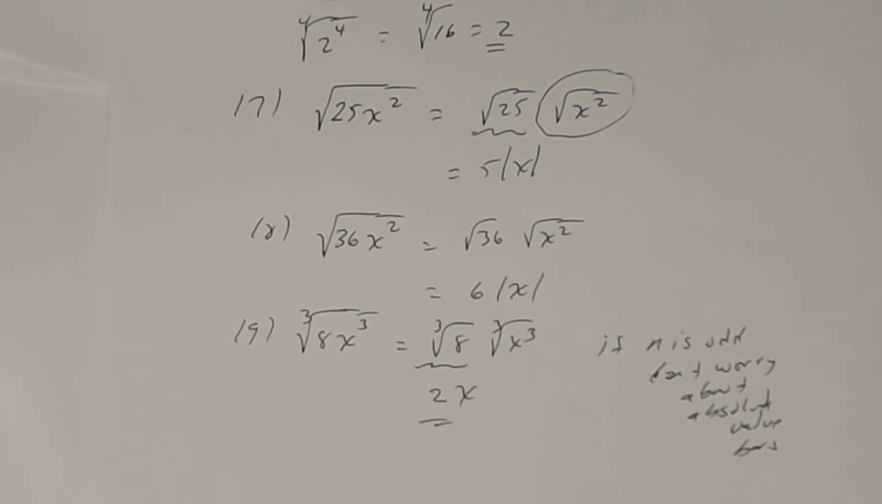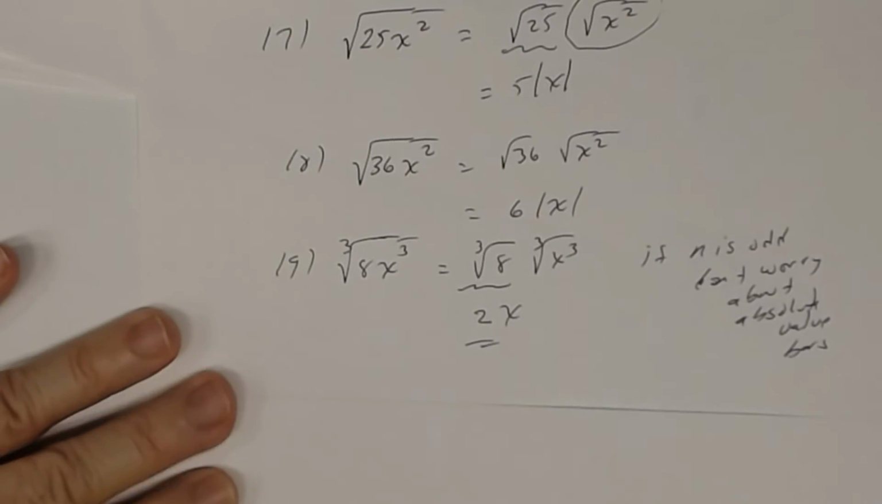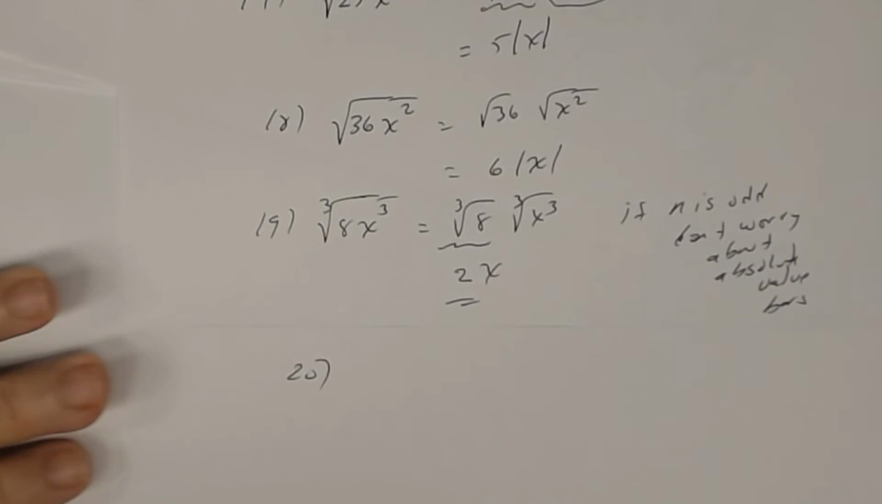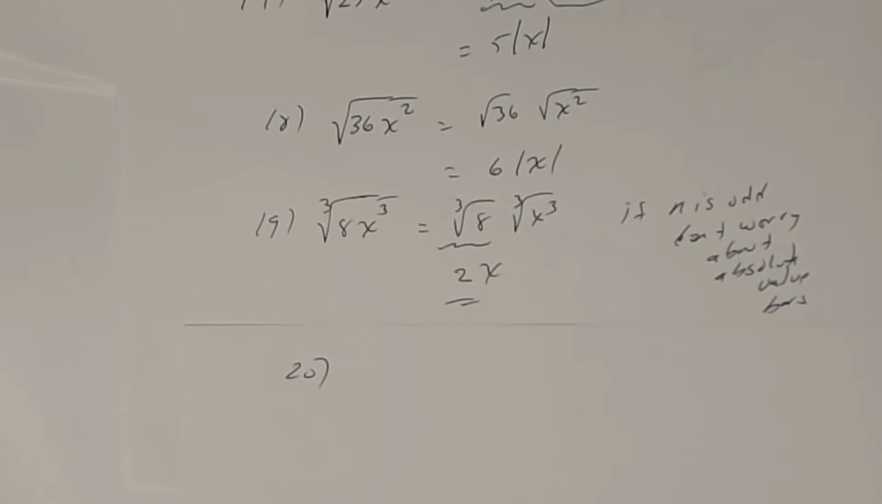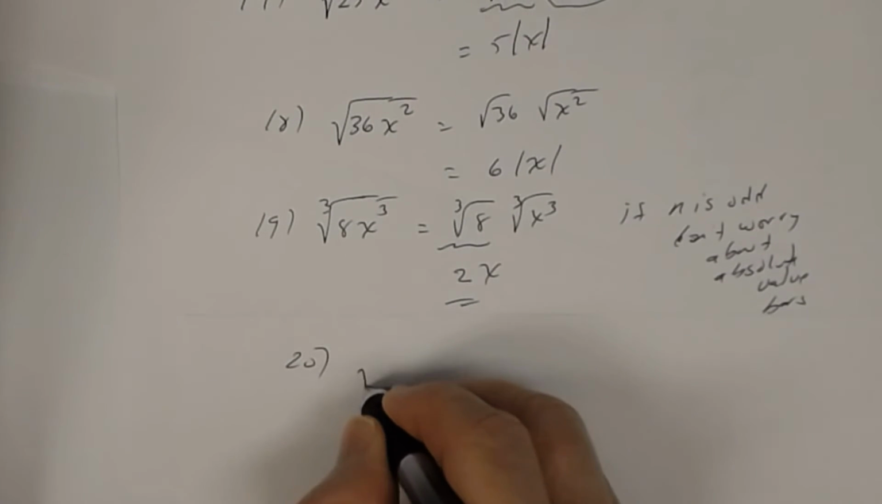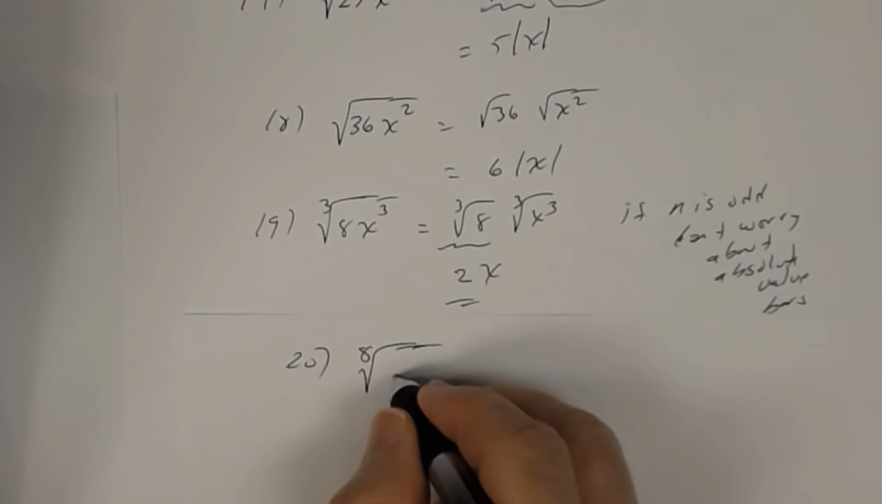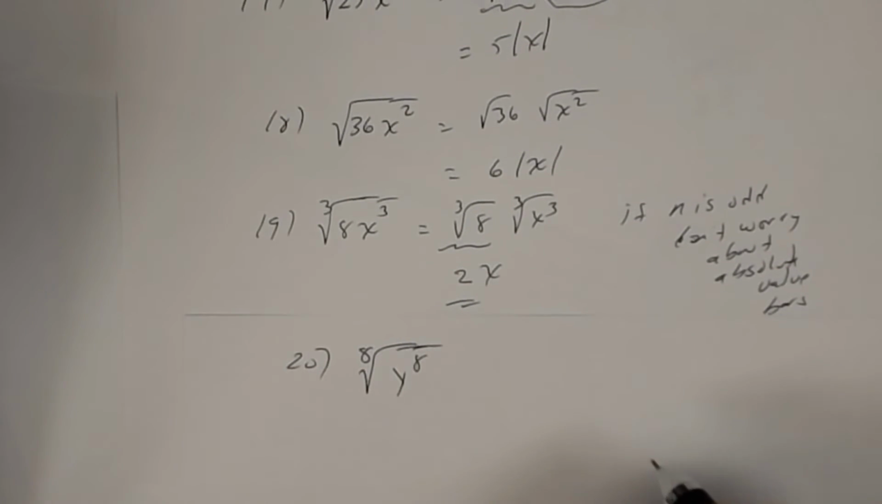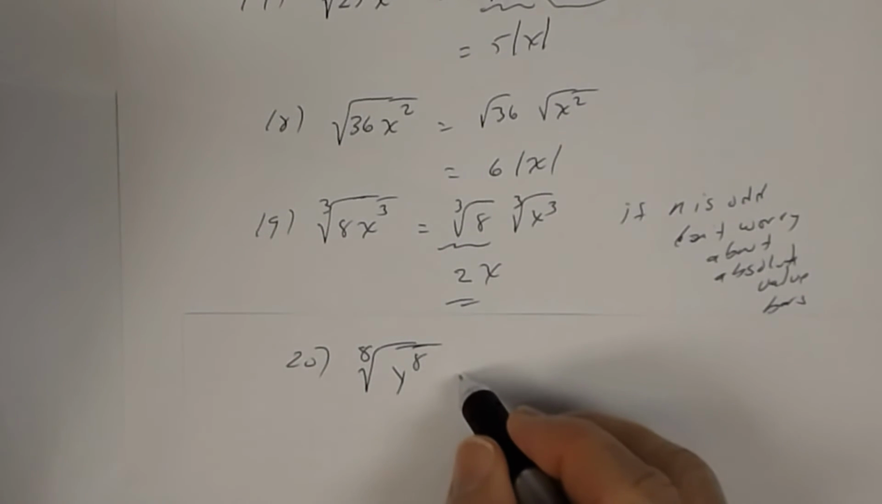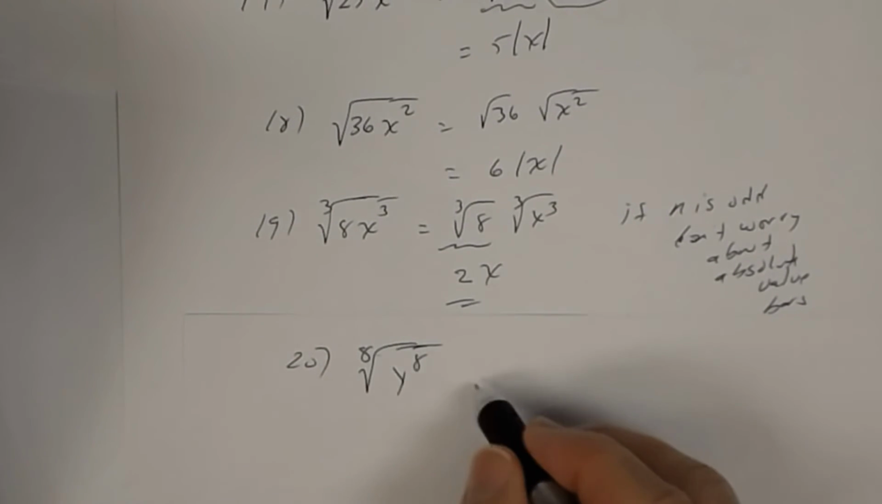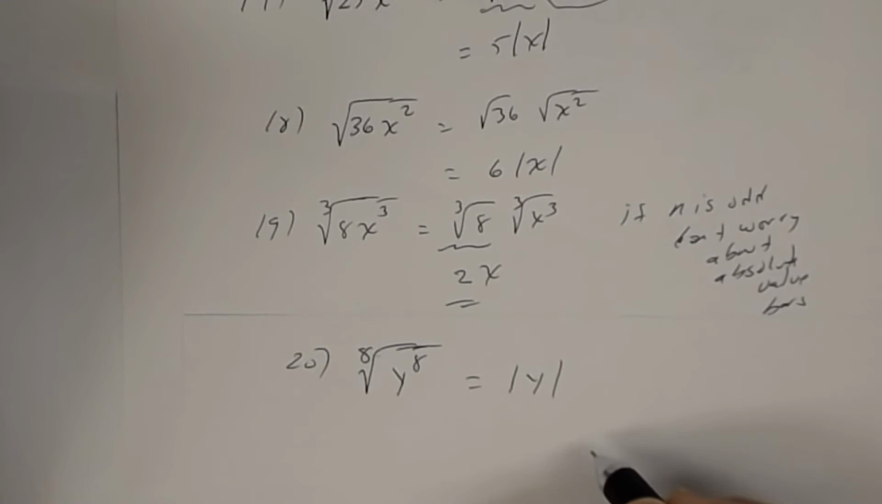All right, 20. Let's look at 20. Let's suppose we had the 8th root of y to the 8th. What do you think that is? Well, that's even, right? So I got to put absolute value of y.